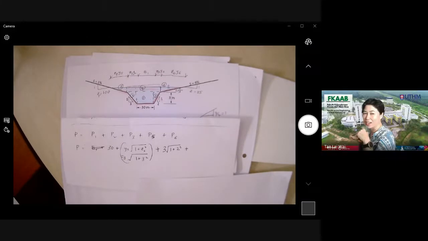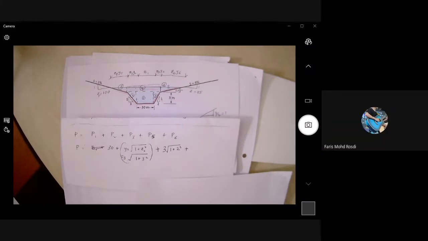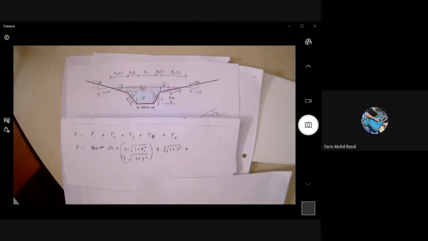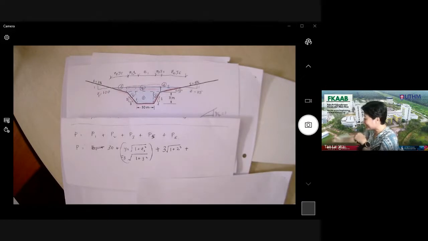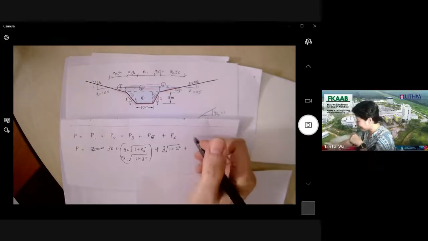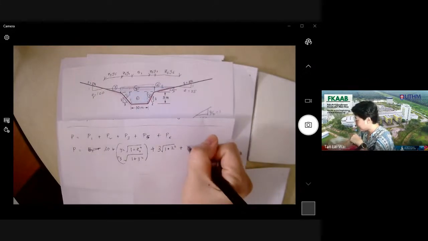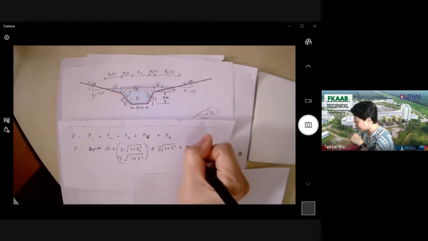P4. Ada tak P4? P4 tak ada, dia tak sentuh dengan saluran. Betul, tak ada sempadan, kan? Betul, dia tak ada sempadan. So seterusnya P5. P5 Faris dah boleh buat cepat kot?